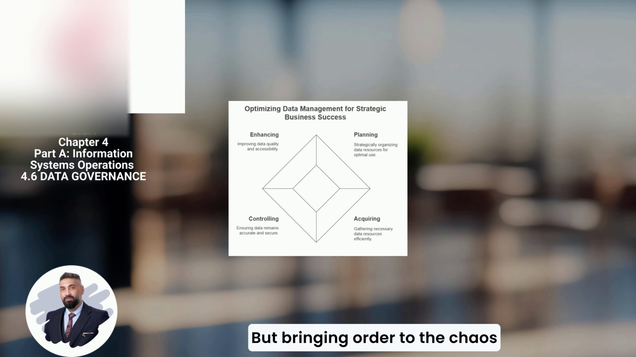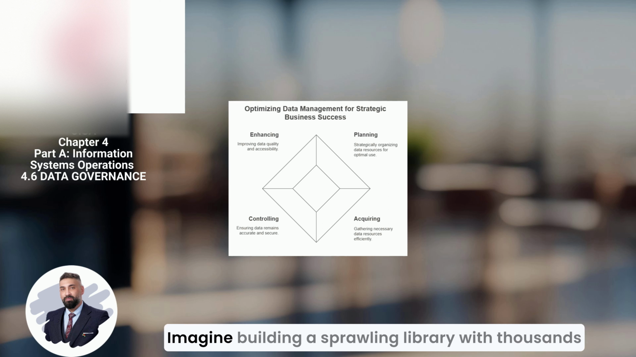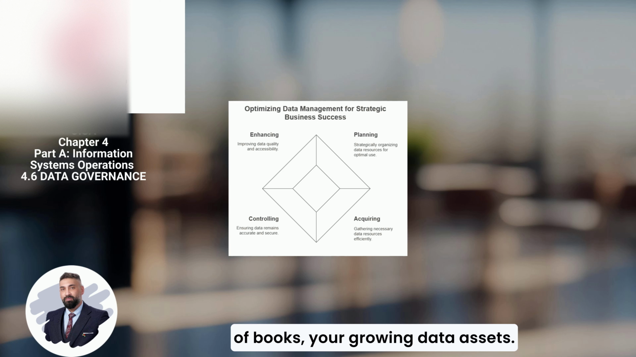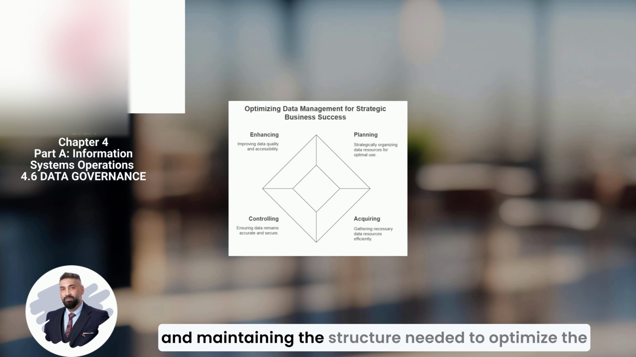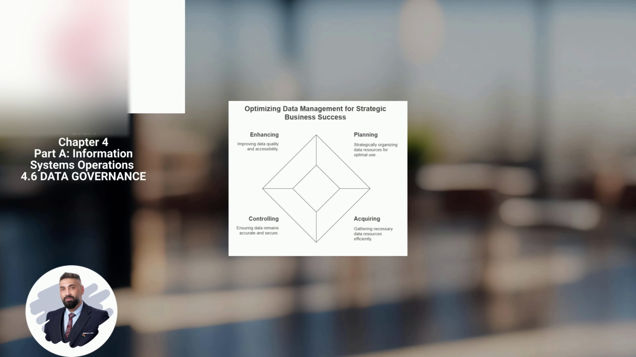But bringing order to the chaos doesn't happen with governance alone. Imagine building a sprawling library with thousands of books, your growing data assets. Without librarians to catalog and organize the shelves, users struggle to find what they need, and the system deteriorates into clutter. Data management steps in as the librarian, creating and maintaining the structure needed to optimize the value of every piece of information within reach.